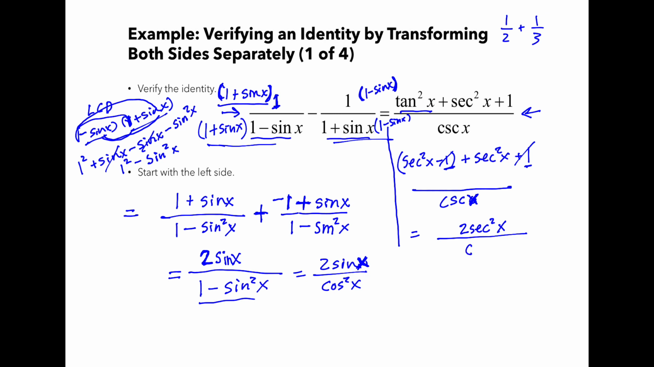And here we have cosecant x. Still not the same, but we know there's a relationship between secant and cosecant. Let's rewrite these in terms of their sines and cosines. On top, I have 2, and secant is 1 over cosine squared.